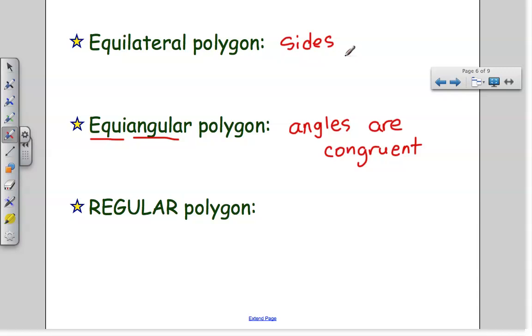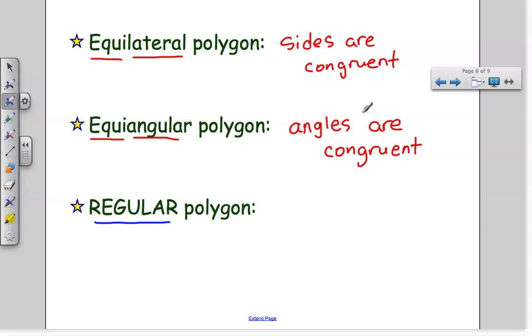When we're saying equiangular, all the angles need to be congruent. When we're saying equilateral, all the sides are congruent, not just a few of them. So equiangular, equal angles, equilateral, equal or congruent sides. So what do you think a regular polygon is then?